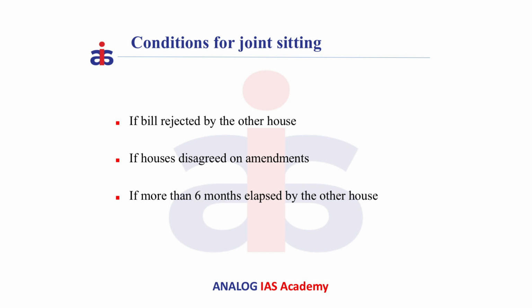Now let us see what are the situations where joint sitting is needed. 1. If the bill is rejected by the other house. 2. If the houses have finally disagreed as to the amendments to be made in the bill. 3. If more than 6 months have elapsed from the date of receipt of the bill by the other house without the bill being passed by it.